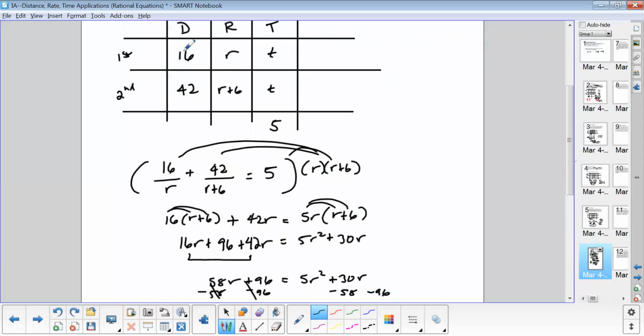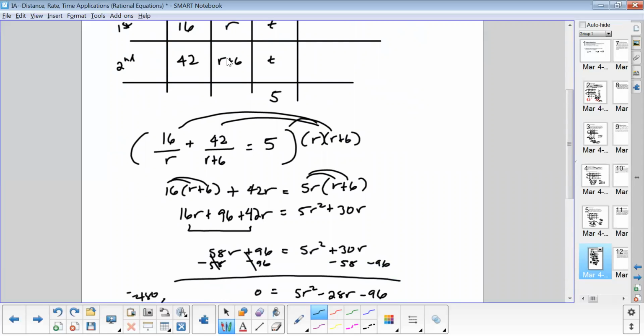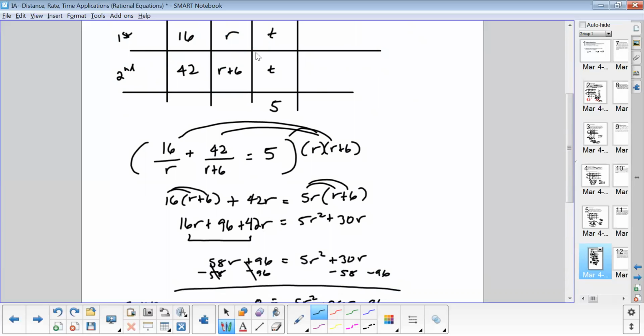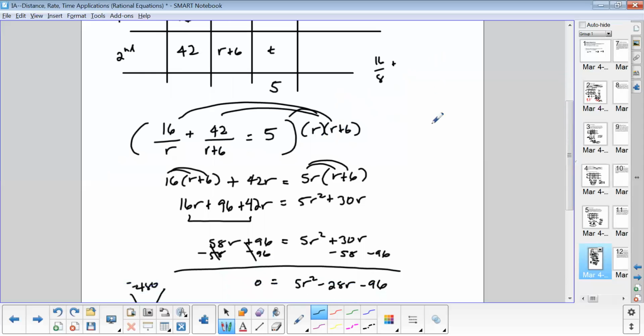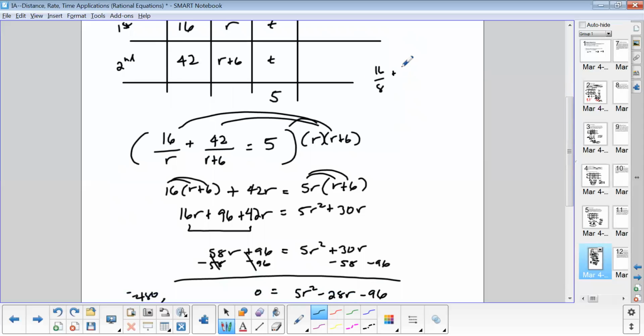So if you substitute back in, 16 divided by 8 is 2 hours. And 42 divided by, well, that's 8 plus 6. So what you have is 16 divided by 8, and 42 divided by 14. Well, this is 2, and this is 3, which gives you the total of 5 hours.